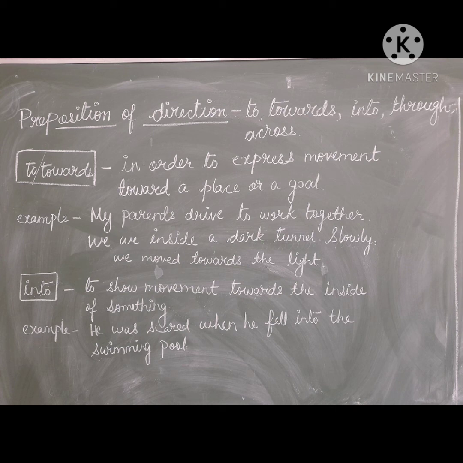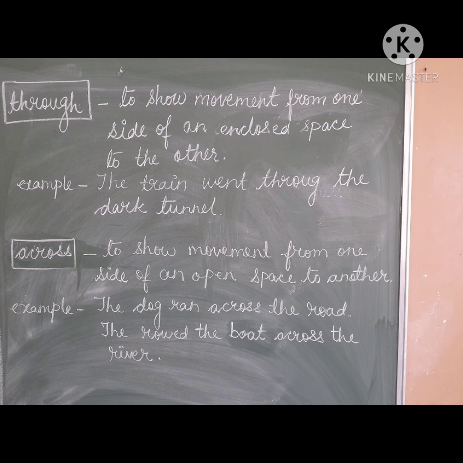The next is through. We use through to show movement from one side of an enclosed space to the other. The train went through the dark tunnel. Again, it's a tunnel. You all have seen, both the ends are open, but inside is very dark. So the train went through the dark tunnel.